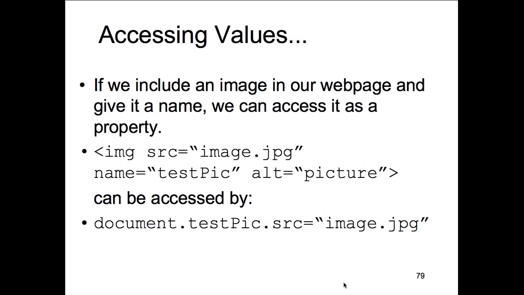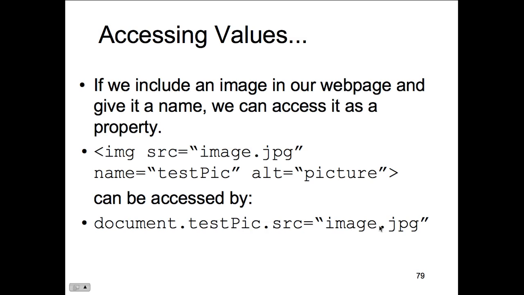So, accessing the values. If we include an image on the web page and we give it a name, we can access it as a property, which is why you can hover your mouse over and then change the images on a web page. As an example, the image source is going to be image.jpg. The name is going to be testpic. The alternate text is going to say picture, if the image is not available.